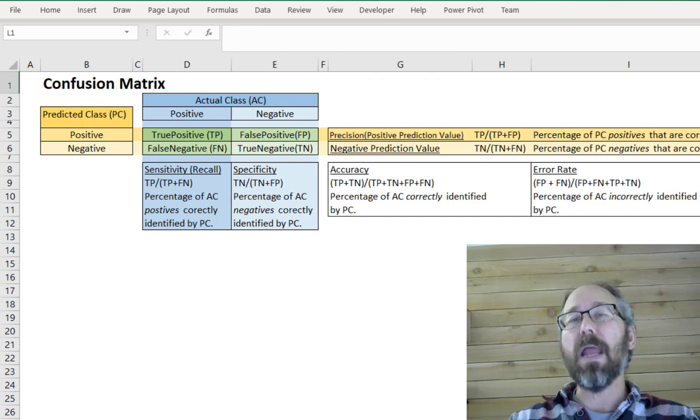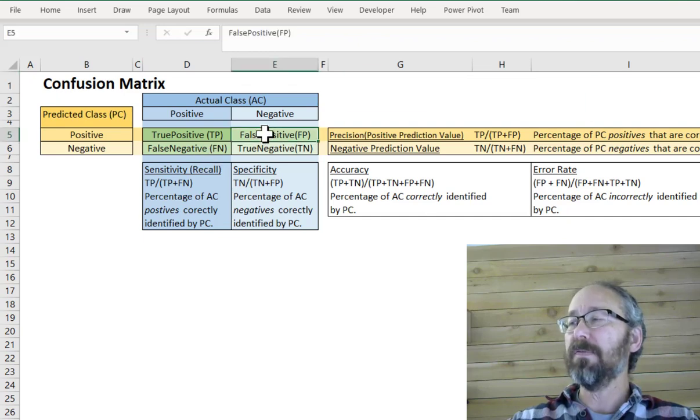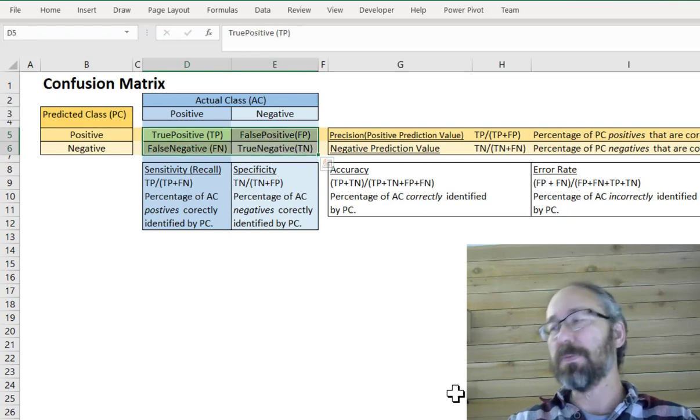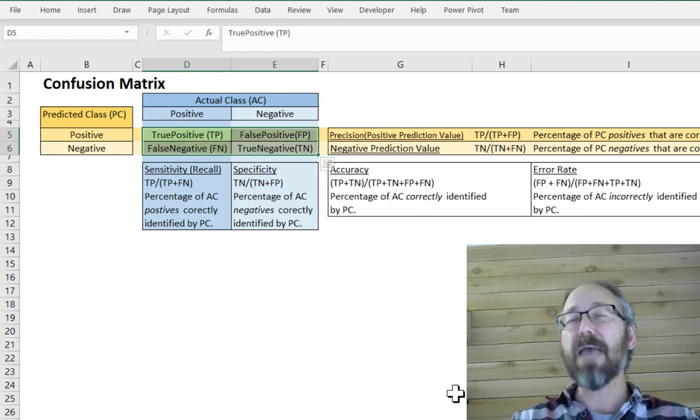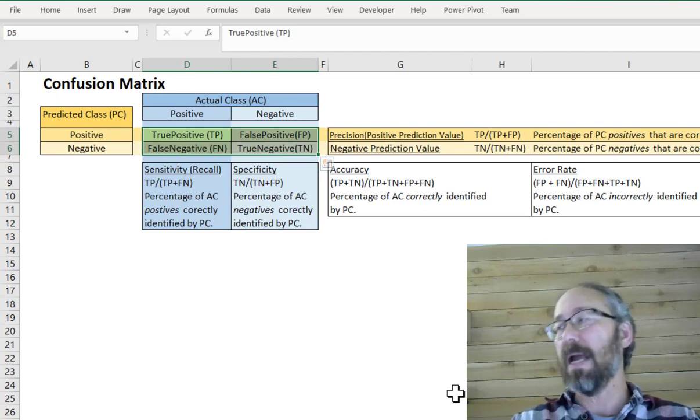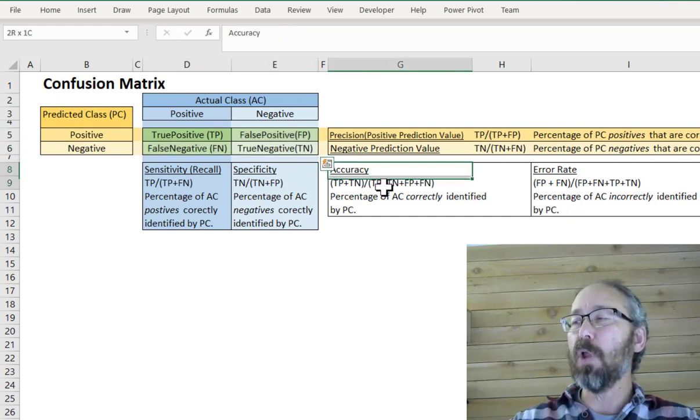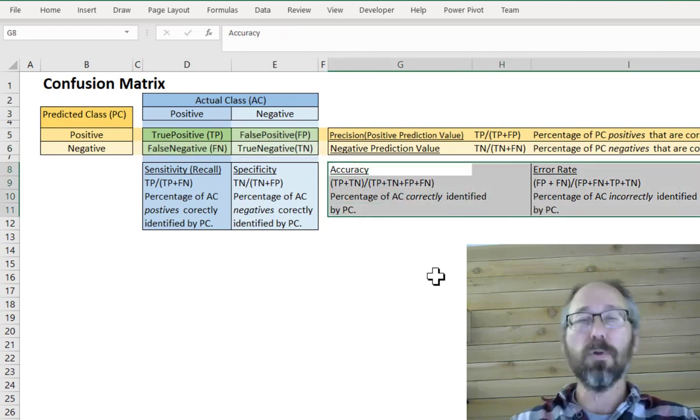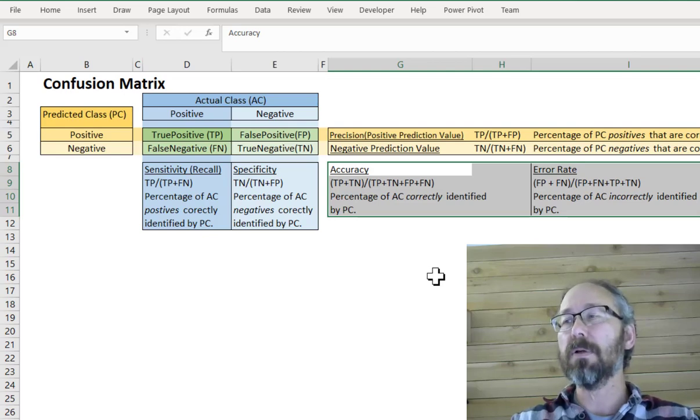And then we have what's called the error rate, and the error rate is taking into account our false positive plus our false negative, the sum of that, divided by, again, all of these values, and that's going to tell us the percentage of the actual class incorrectly identified by the predicted class. So these are, if you will, global measures of our confusion matrix, accuracy and error rate.